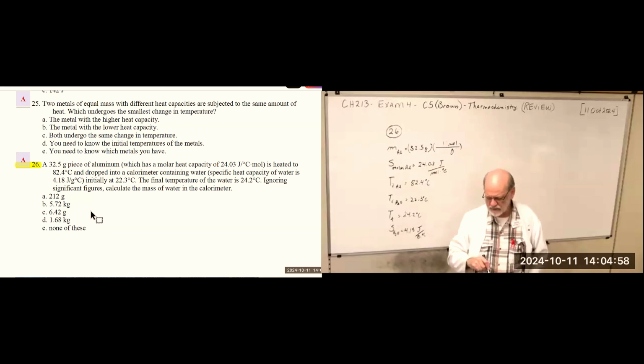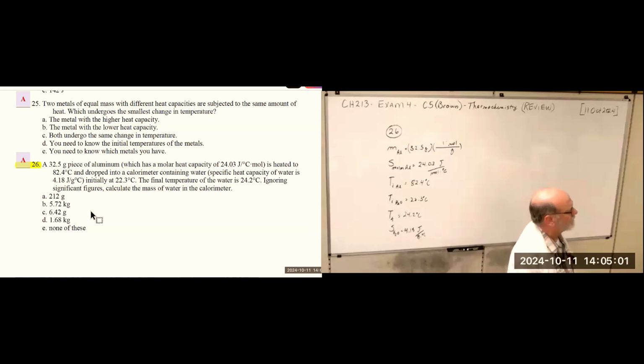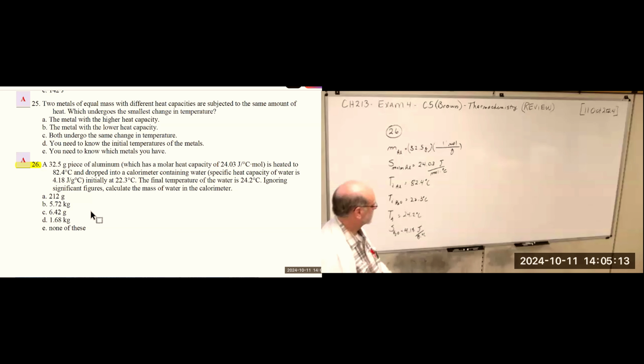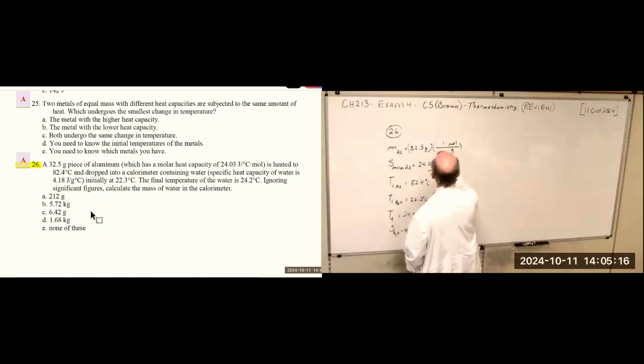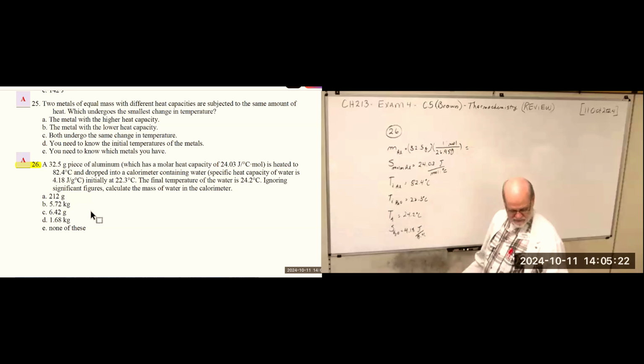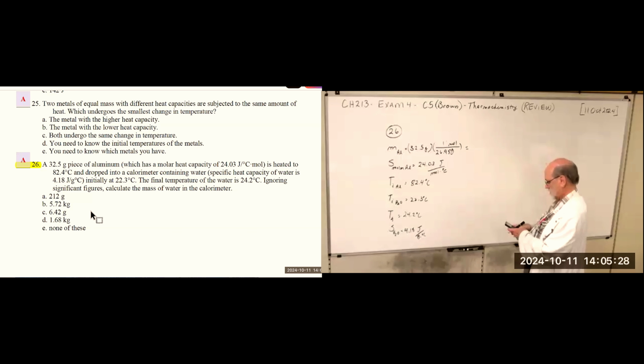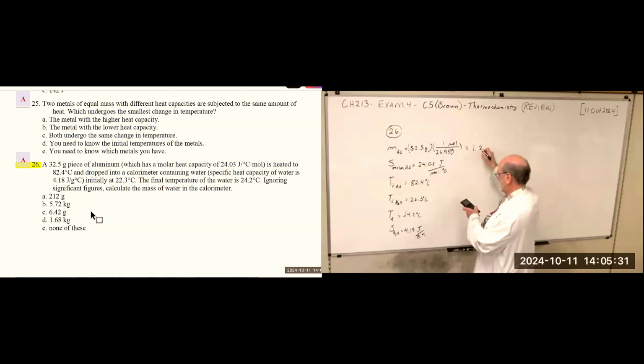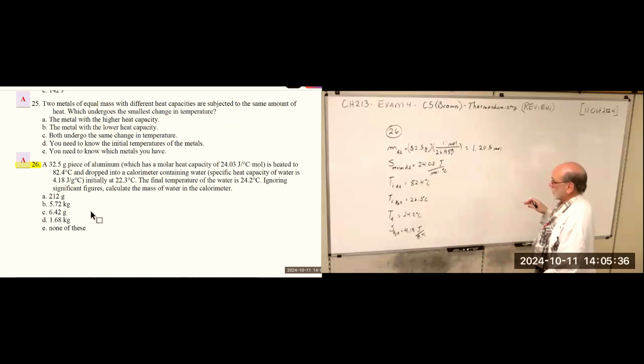What's the molar mass of aluminum? Aluminum, 26.98, almost 27. So we just need to divide that into 32.5, and I get 1.205 moles.